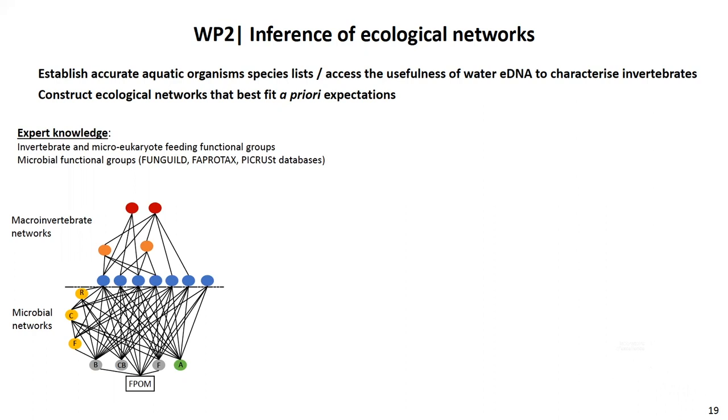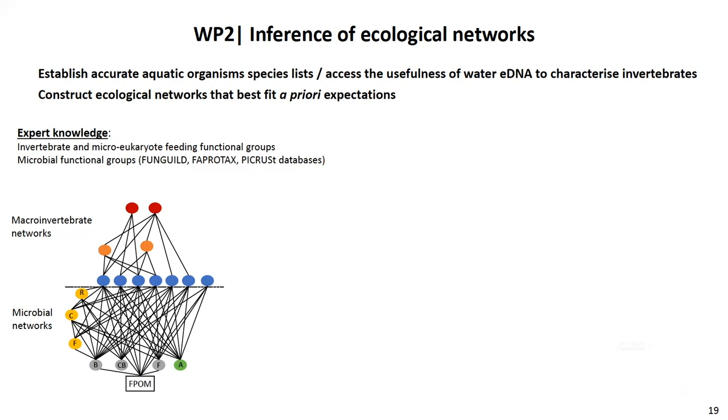And for the microeukaryotes, we can also have micropredators such as rotifers and ciliates. We can also have detritivores such as flagellates. And we'll also base our study on different public databases such as FUNGuild and BugBase to be able to assign different functional groups for bacteria, fungi, and algae.